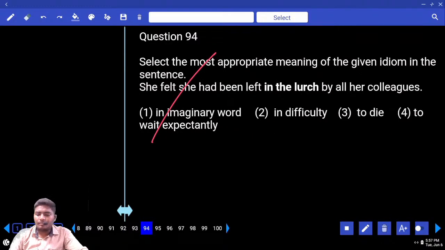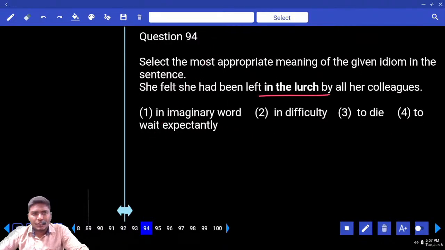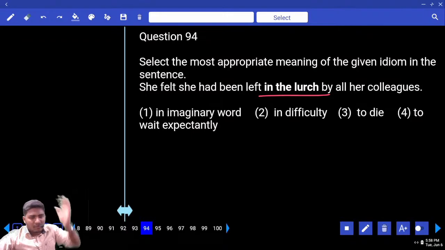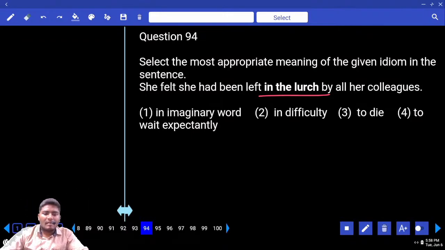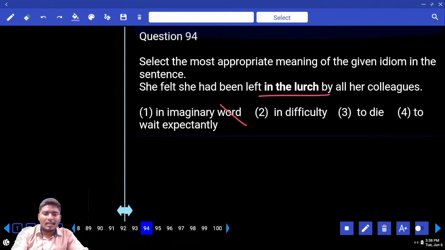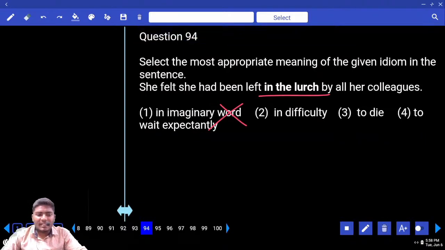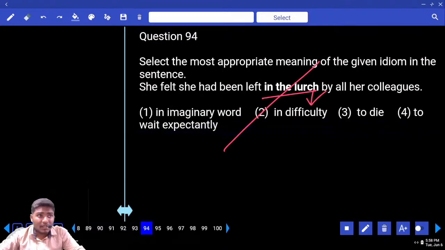Move to 94. In the lurch. Idiom meaning. She felt she had been left in the lurch by all her colleagues. Tell me your answer. Leave in the lurch in the sense leave somebody behind in the problems. Which is your answer? In difficulty, to die, to wait expectantly. Which is your answer? In difficulty, leave in the lurch. Important idiom, remember, this is an important idiom, mark it important. We don't find it very easy.